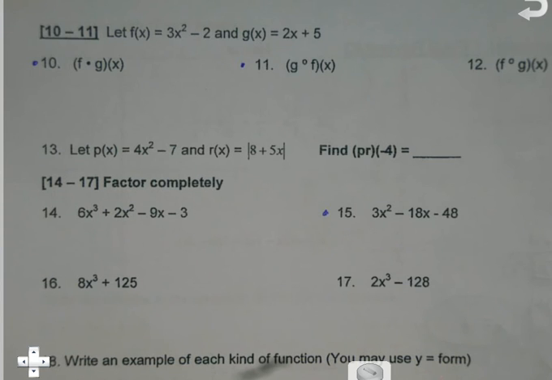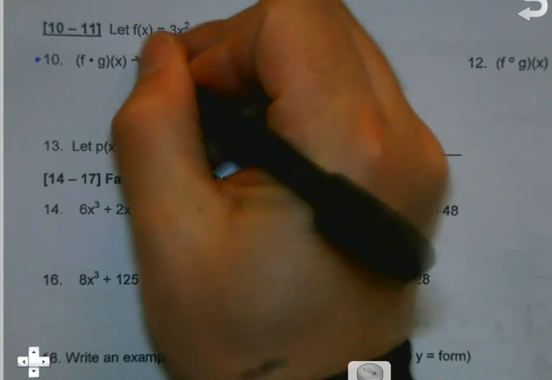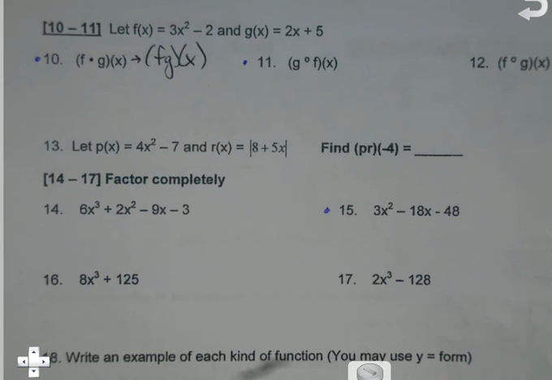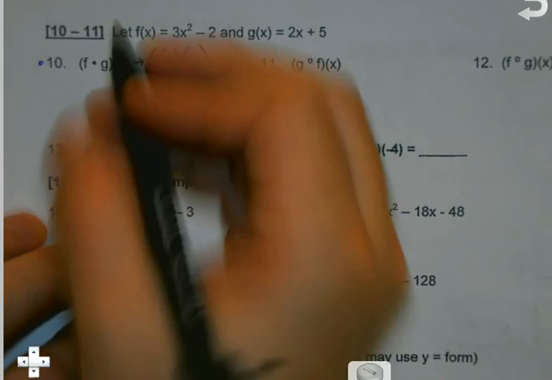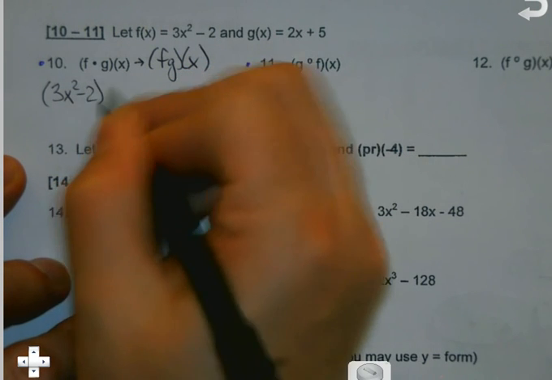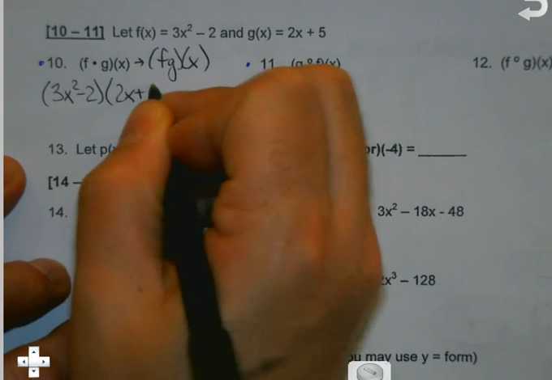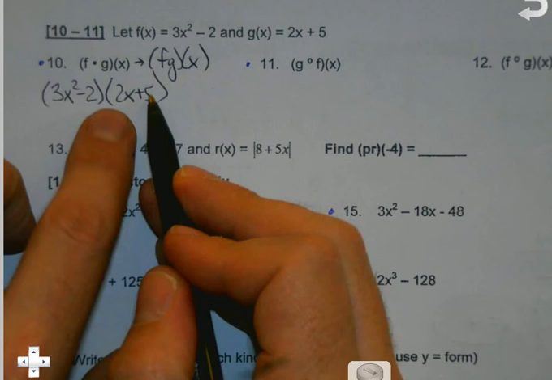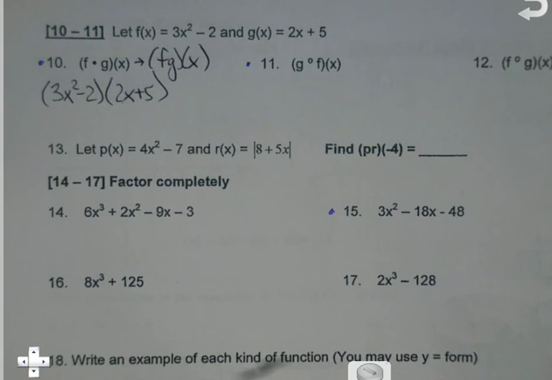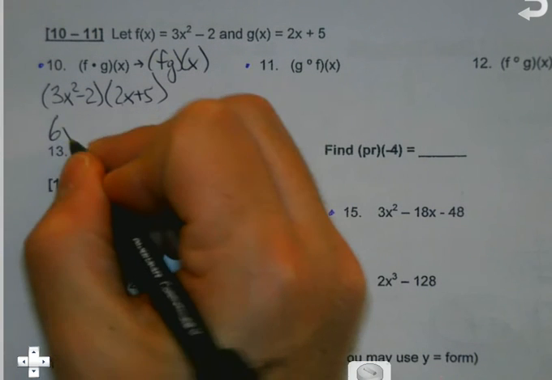F times g of x may also be written like this. It means you're just multiplying those 2 quantities together. Now, when I say you are multiplying the quantities together, I'll say this again, it is going to stick. Do not just do first and last. Do not give me 6x cubed minus 10. Ugh. Foil it out. Use the box. I don't care which one you do, okay?